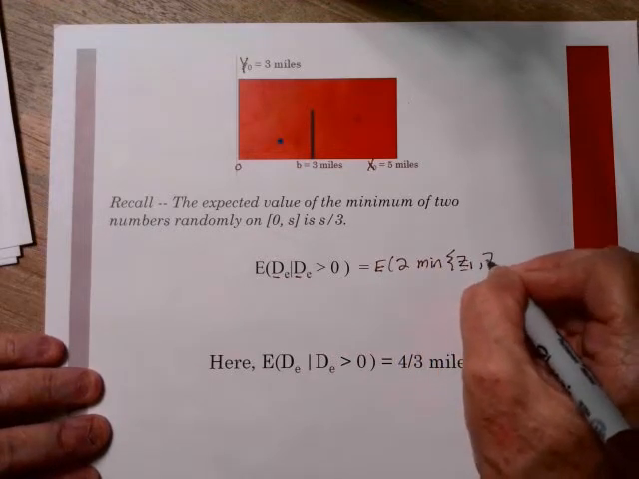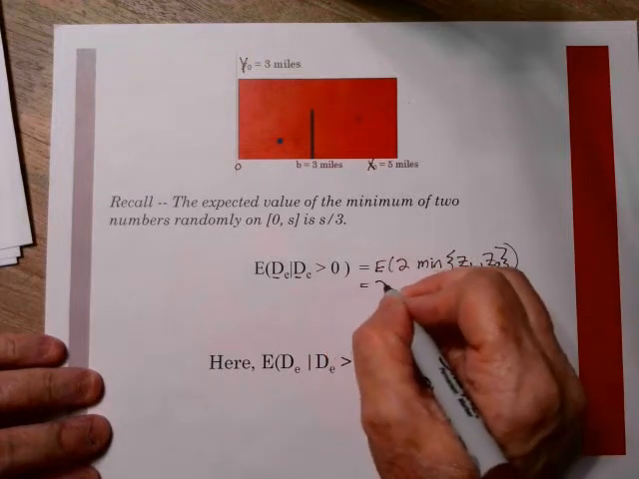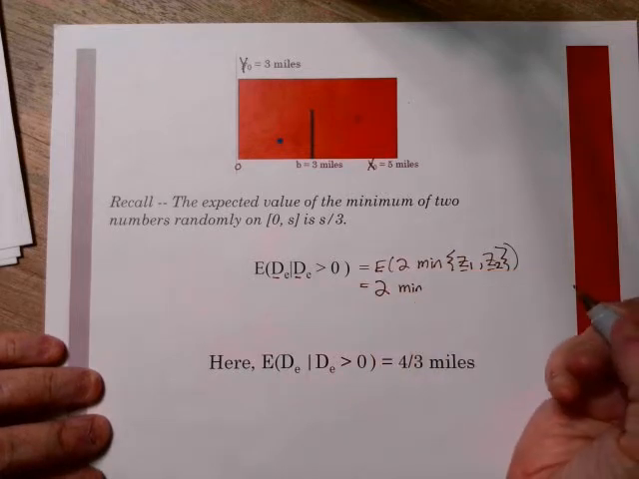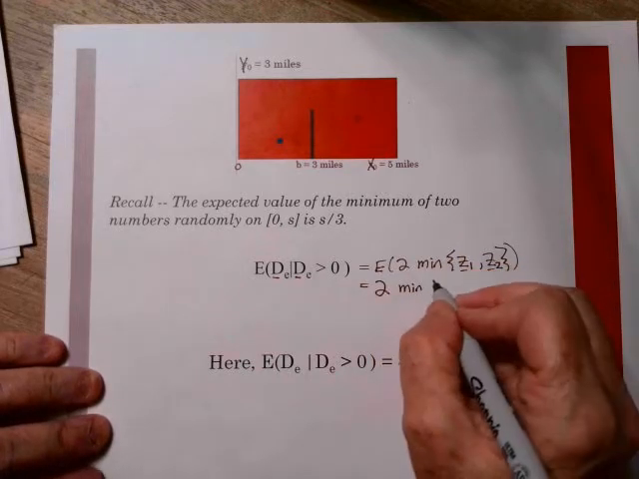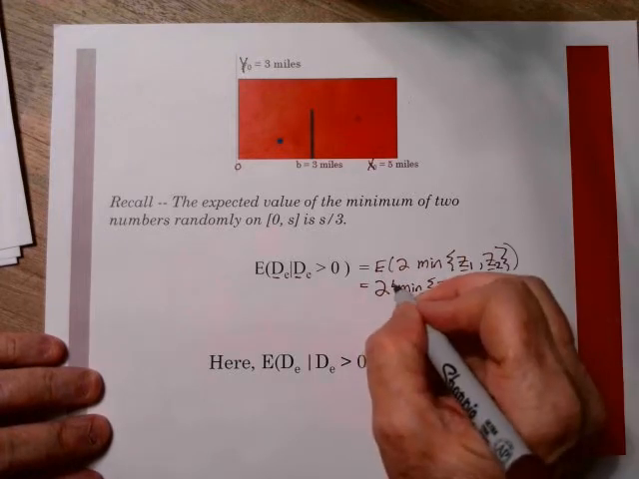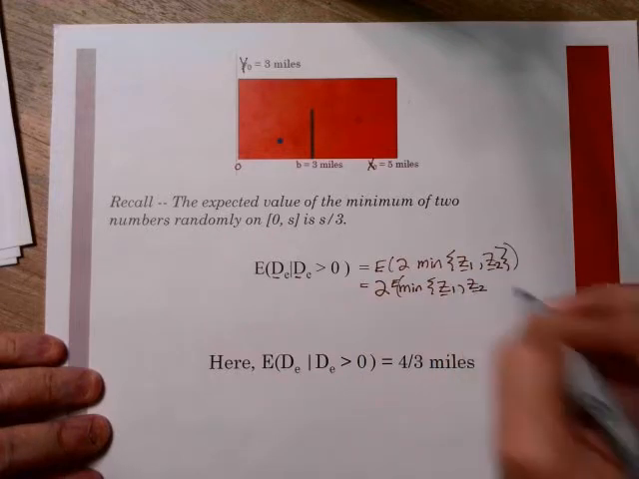Z1, Z2, which is just 2 times the expected value of the minimum of Z1 and Z2.